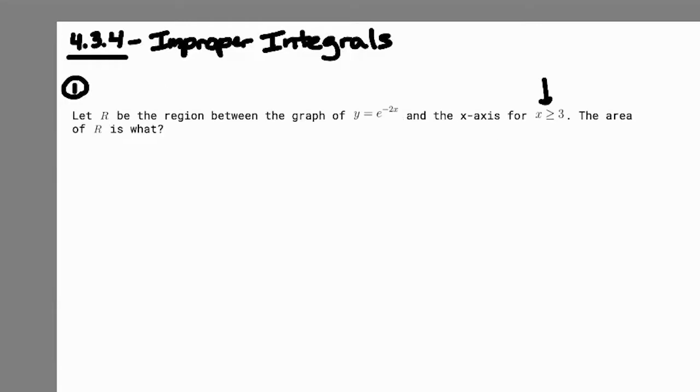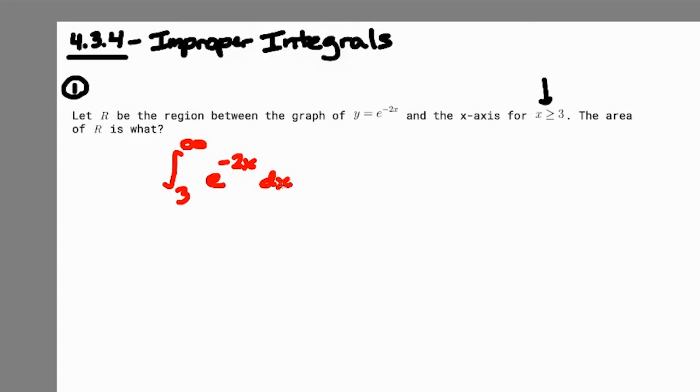Essentially, if we translate all these words to math, we are going to take the integral from 3 to infinity of e to the negative 2x with respect to x. That's always step 1: get the problem, whatever the expression is, and try to make that integral expression from the information that's given. So the area of R is what?